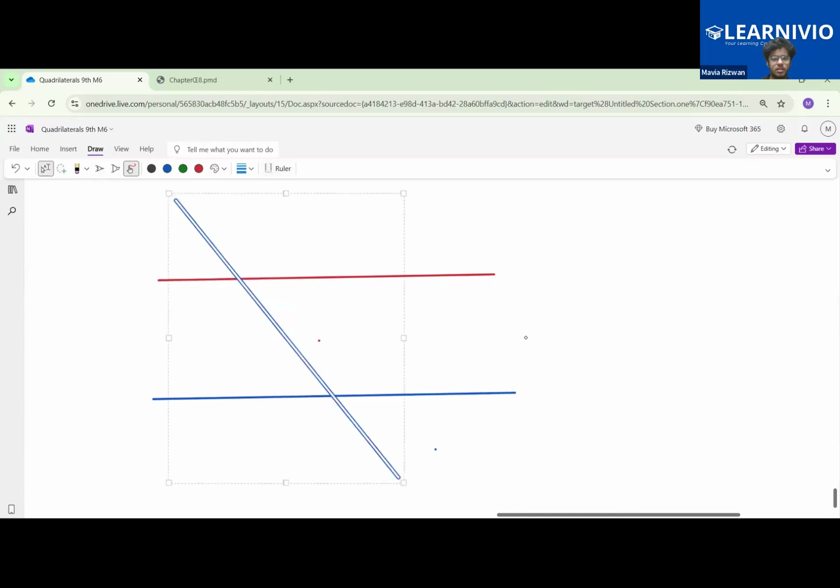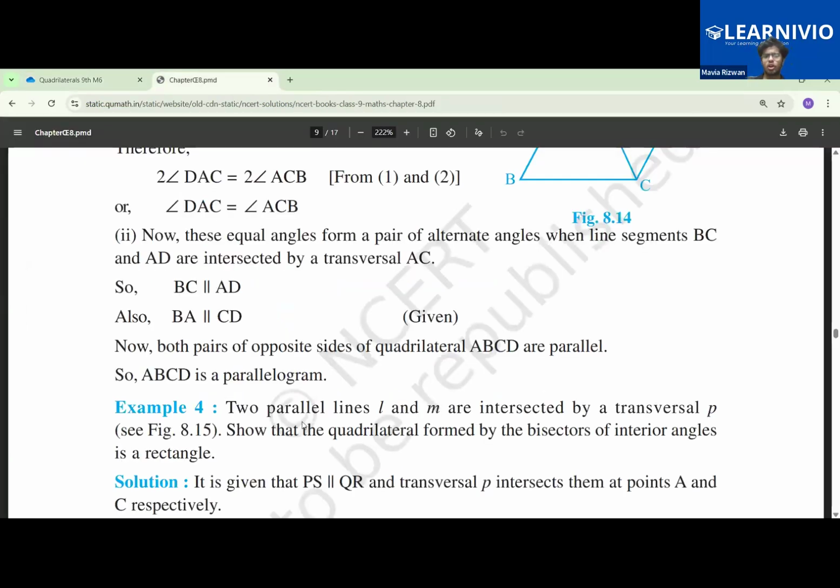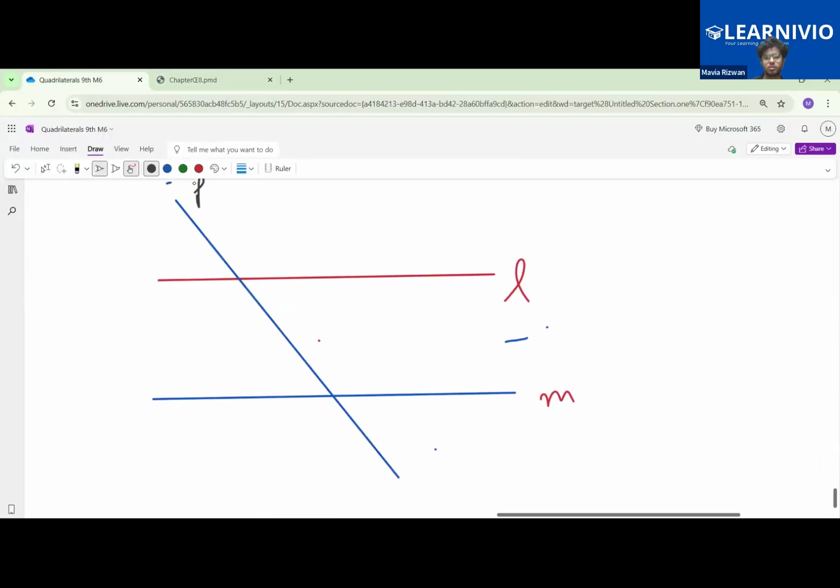Now what they are saying is that this is L, this is M, this is P. Show that the quadrilateral formed by the bisectors of the interior angles. So the interior angles are this, and this. First of all, let's talk about this angle. The bisector would be like this, not like this.